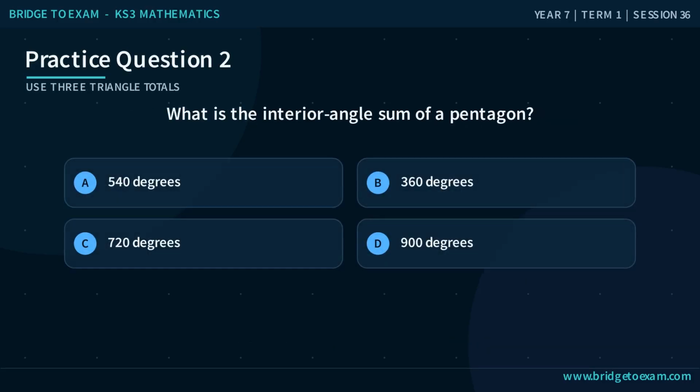Practice question 2. What is the interior angle sum of a pentagon? Option A is 540 degrees. Option B is 360. Option C is 720. Option D is 900. Pause. Use n-2 triangles with n equal to 5.